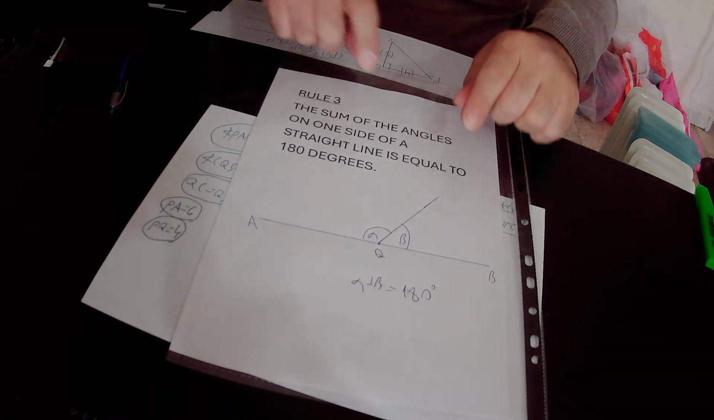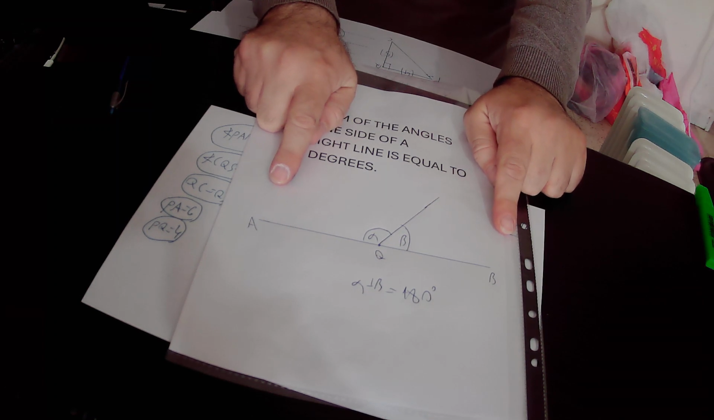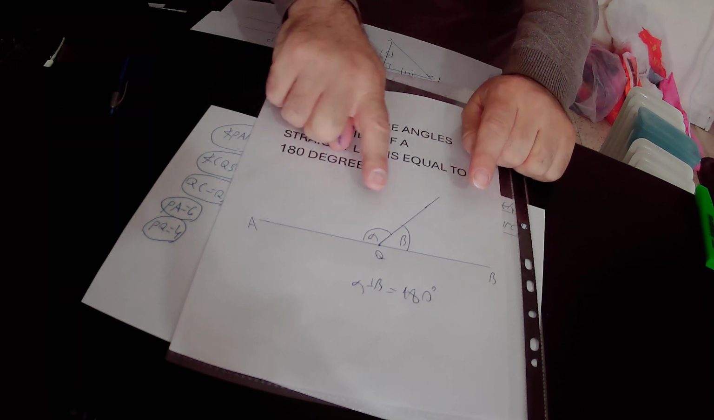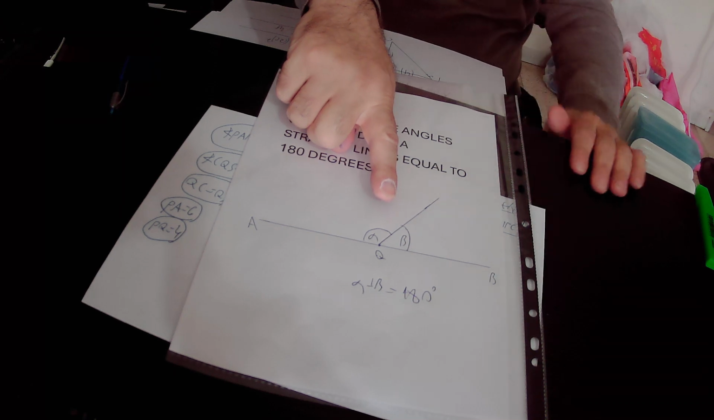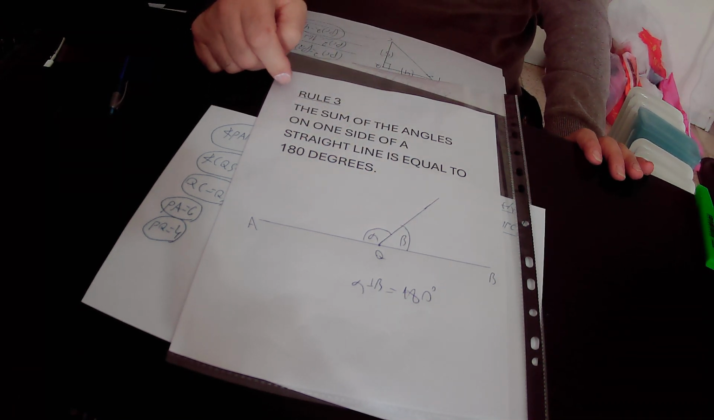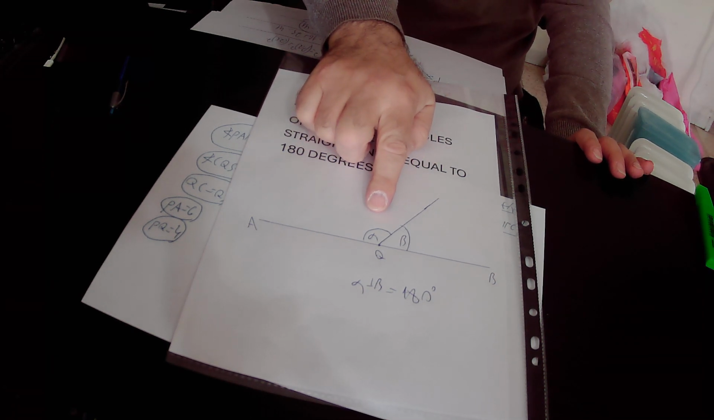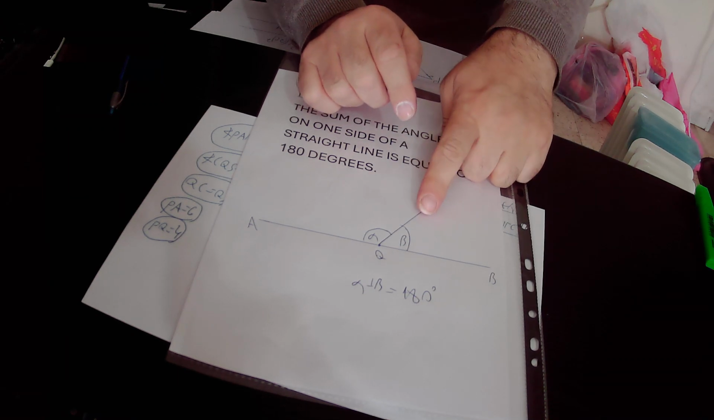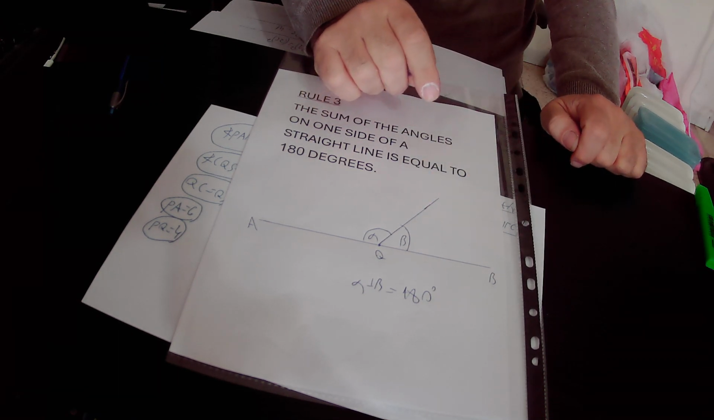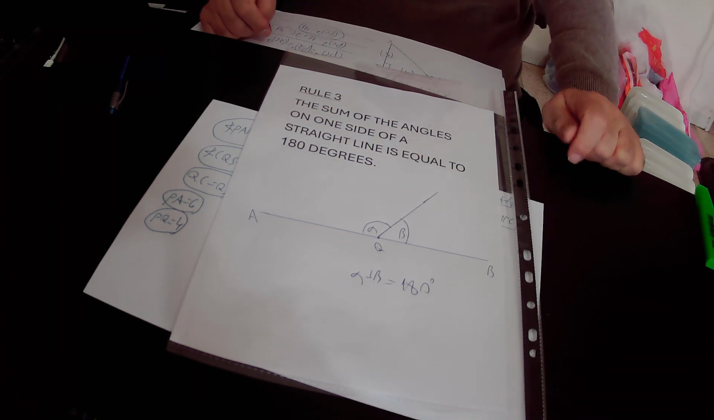So here AB is a straight line. If you focus on the upper side of the straight line AB at point Q, the sum of the angles must be equal to 180 degrees according to rule number 3. So which angles do we have at the upper side of AB at point Q? We have this angle alpha and this angle beta. So according to rule number 3, alpha plus beta must be equal to 180 degrees. We can actually implement rule number 3 in our drawing.